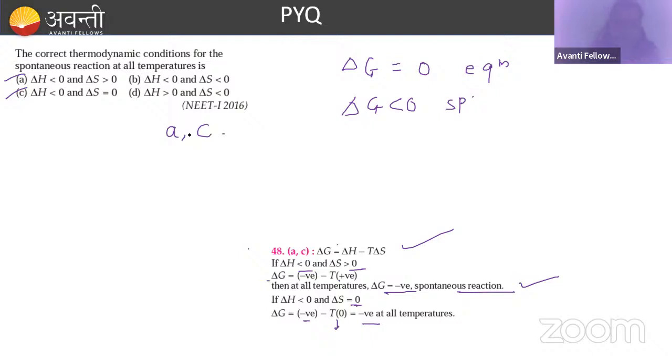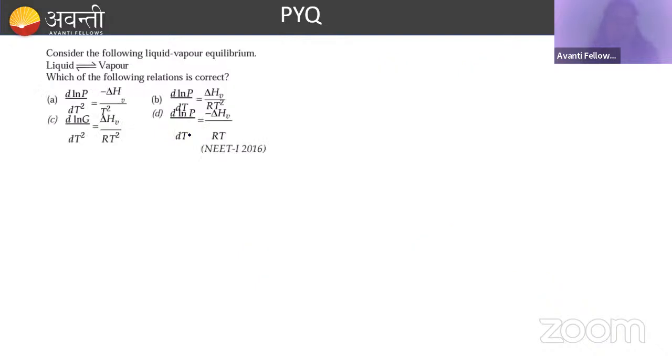Okay? Yes. Next problem, consider the following liquid-vapor equilibrium. So we have been given the equilibrium here, and we need to consider this equilibrium and tell which of the following relations is correct. So when we study the equilibrium between liquid and vapor, at that time we learn about an equation which is known as the Clausius-Clapeyron equation.